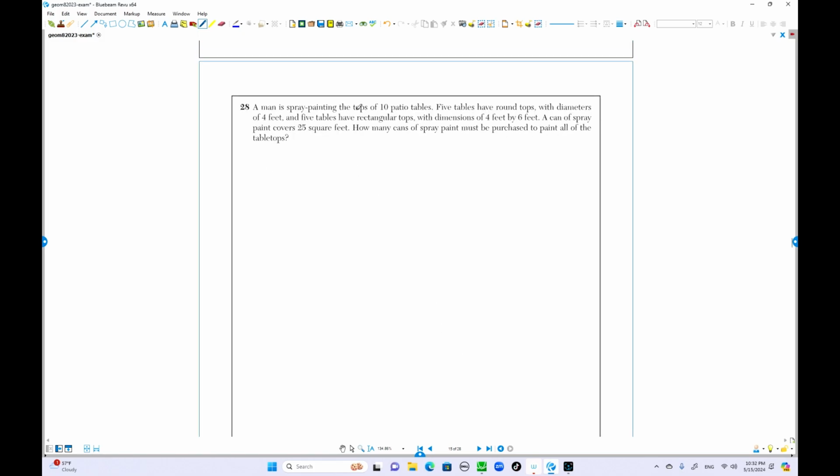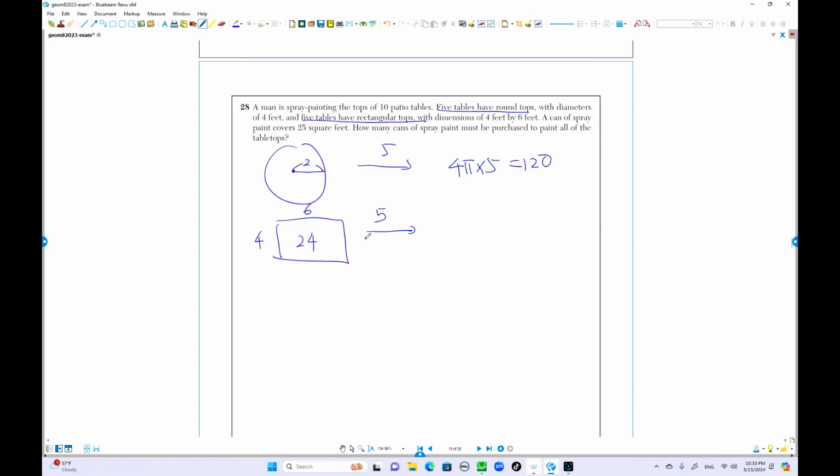Here is number 28. A man is spray painting the tops of 10 tables: 5 round tables and 5 rectangular tables. The round table has diameter 4, so the radius is 2 feet. We have 5 of these. The rectangle is 4 by 6 feet. This is another 5. What is the area of this one? Pi r squared is 4 pi, times 5 equals what? And this one is 4 times 6 is 24, and 5 of these is 24 times 5 equals what?